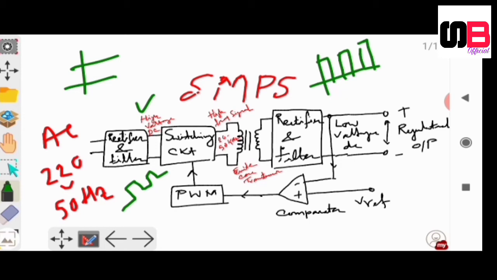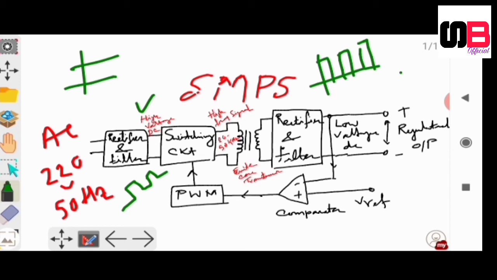So at the secondary of the ferrite core transformer, we get a low voltage AC signal, and this AC signal is again given to the rectifier and filter circuit. At the output of the rectifier and filter circuit we get the low voltage DC signal, and this is the regulated output, the output of the SMPS.